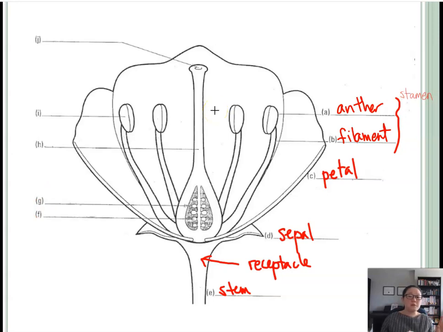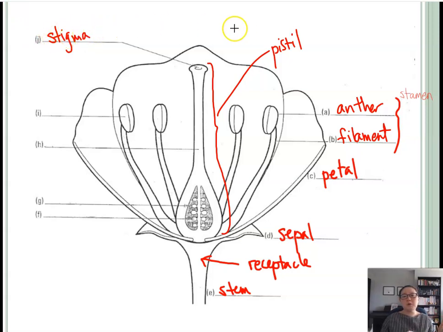And so that leaves us with this central structure, which are the female reproductive tissues of a plant. Those are, as a whole, referred to as the pistil. There are many different parts to the pistil. You have the stigma at the top. This is where the pollen lands. And then you have this, which is a style.